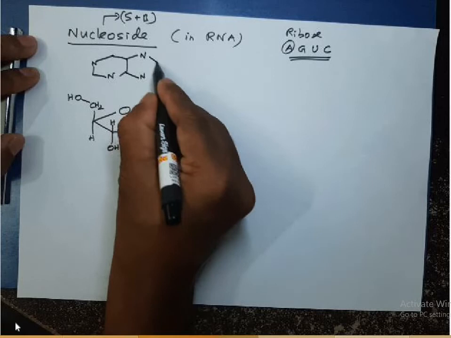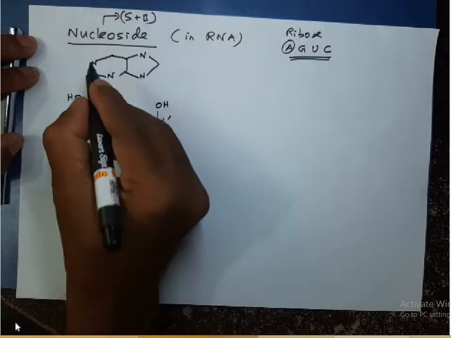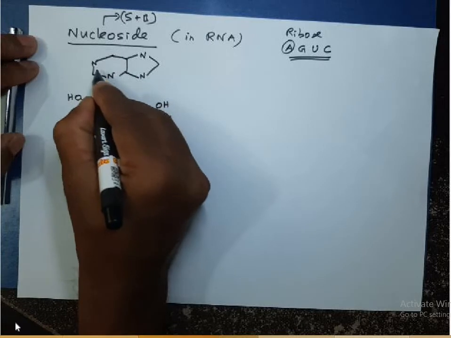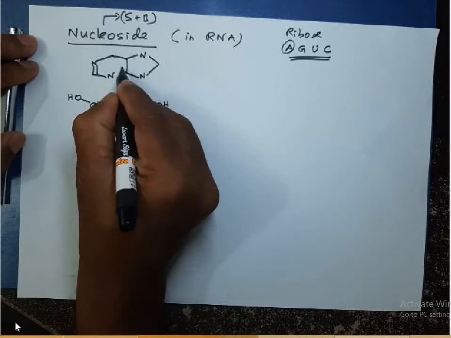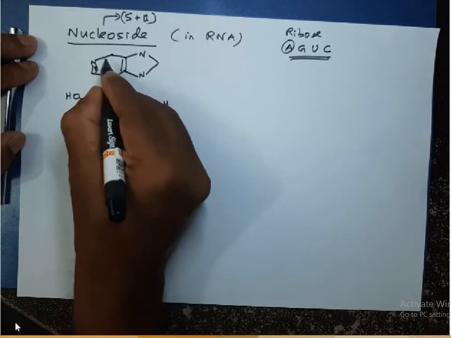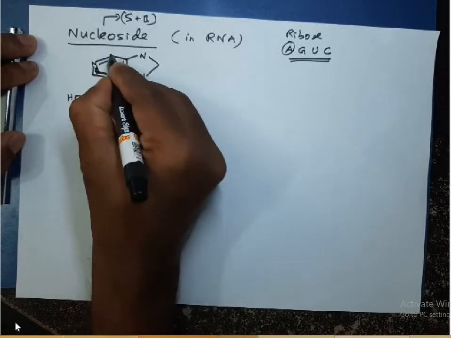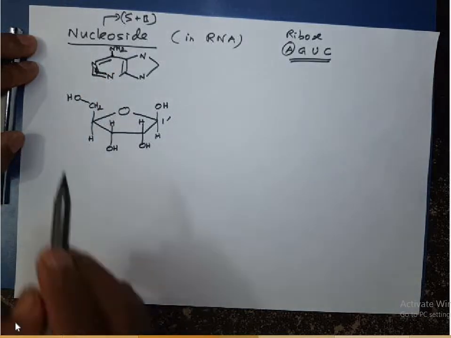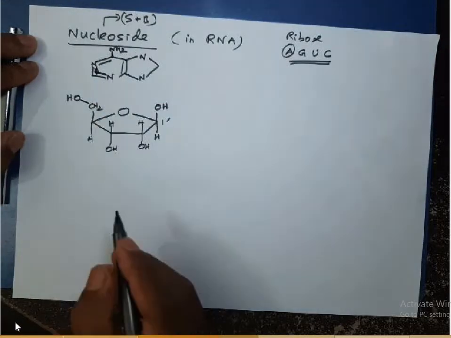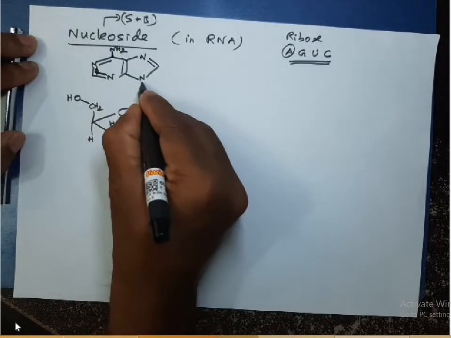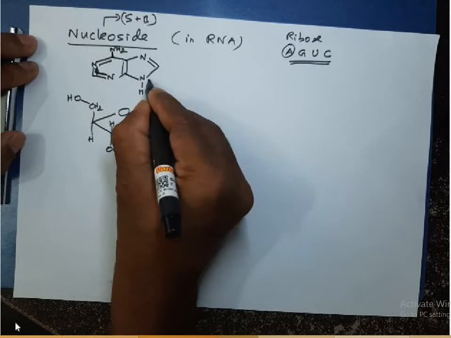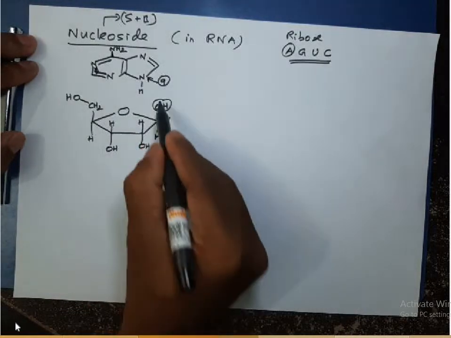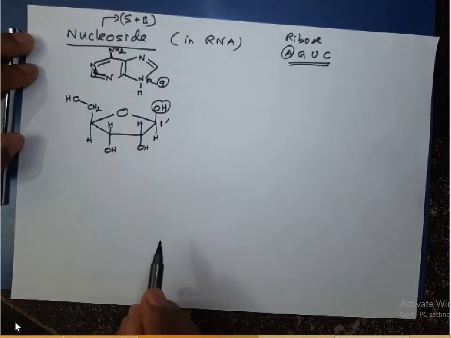Adenine is a bicyclic compound. Here in adenine we have double bonds. Let me put the double bonds here. Double bond, double bond, here one double bond, and in this position we should put an amino group. Okay, 6-amino purine. This is called adenine, right? And here we have double bond, and here we have nitrogen. This is the nitrogen present in 9th position, and this is the OH group present in 1' carbon.